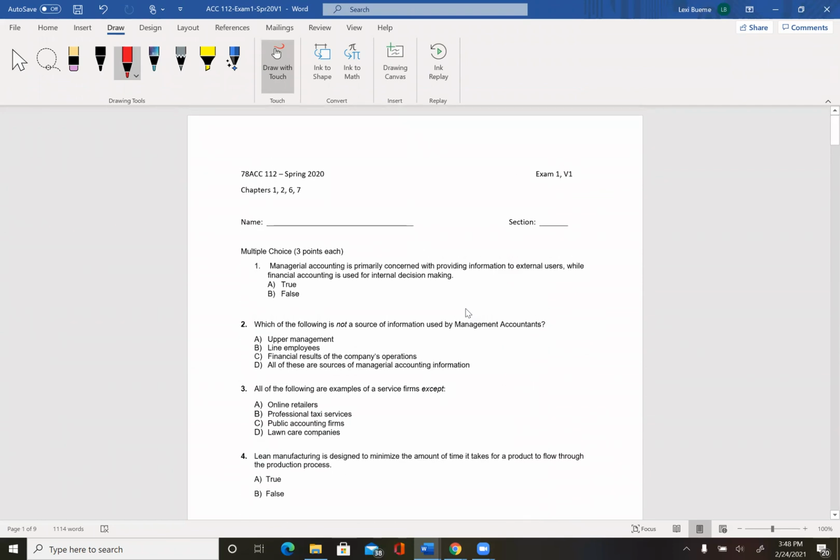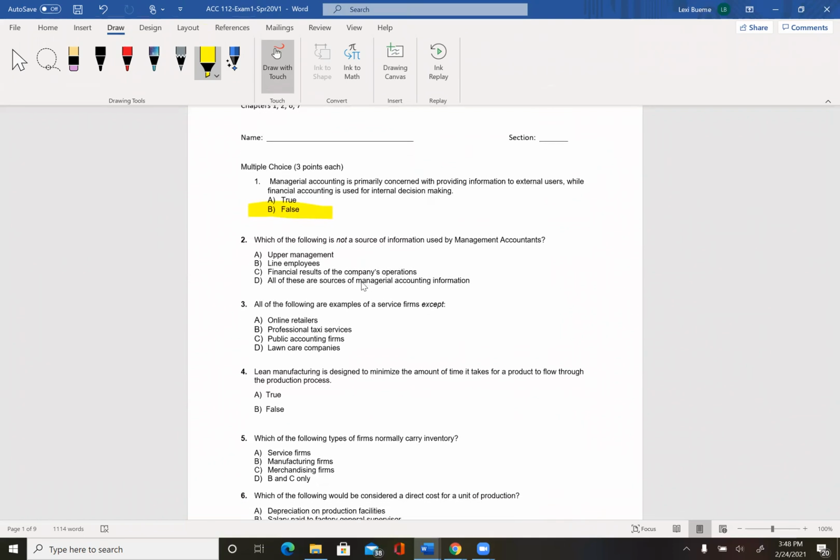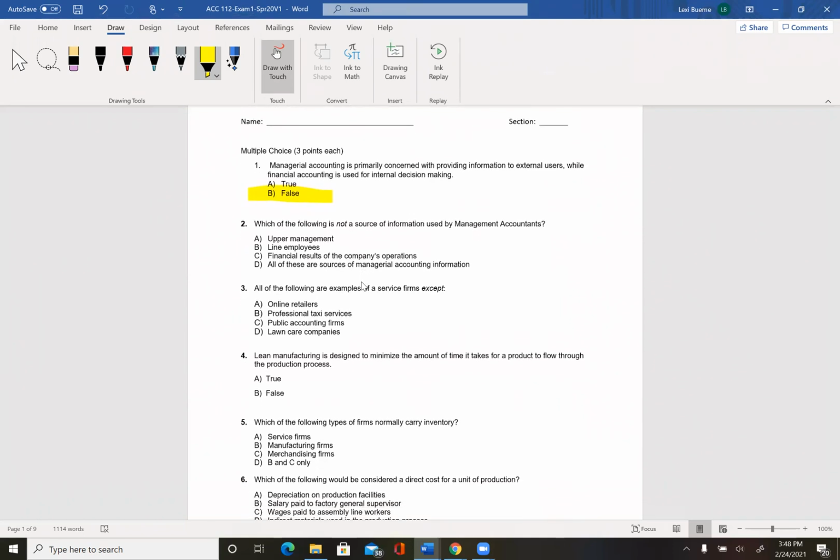Managerial accounting is primarily concerned with providing information to external users, where financial accounting is decision-making. True or false? That is going to be false. It's actually the other way around. Managerial accounting is the one that deals with decision-making. Which of the following is not a source of information used by management accountants? That answer is going to be D. They are actually all sources of information that are used.